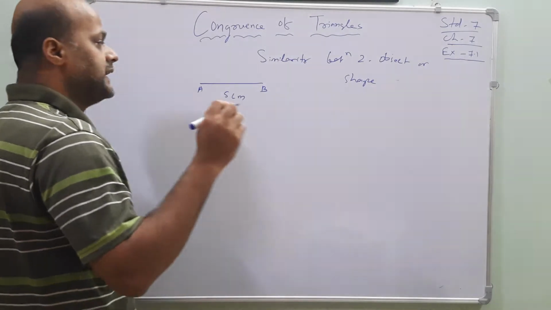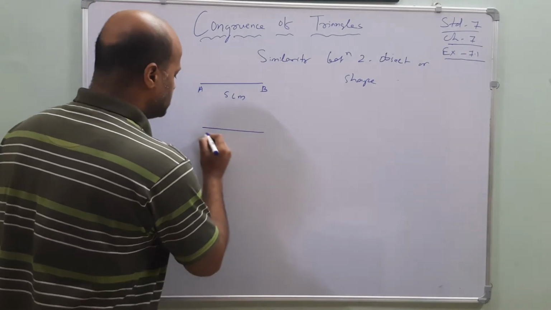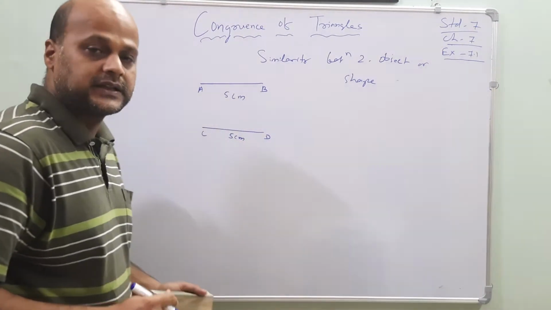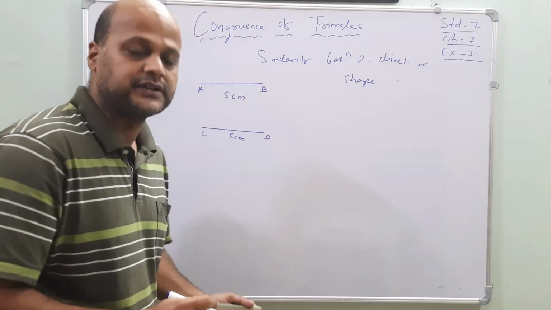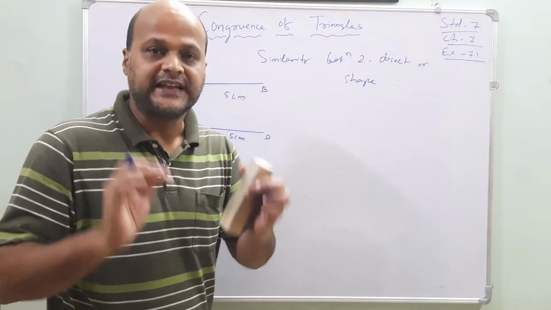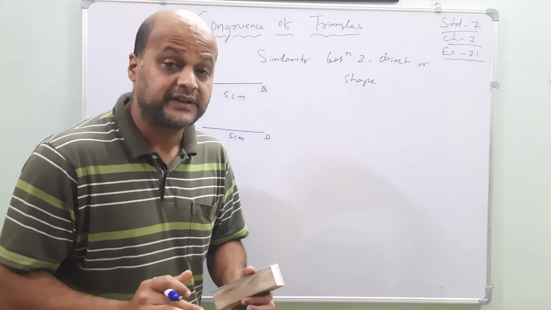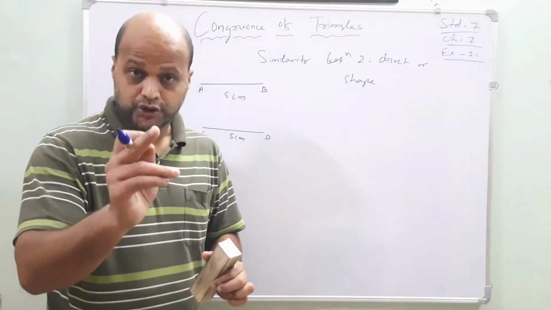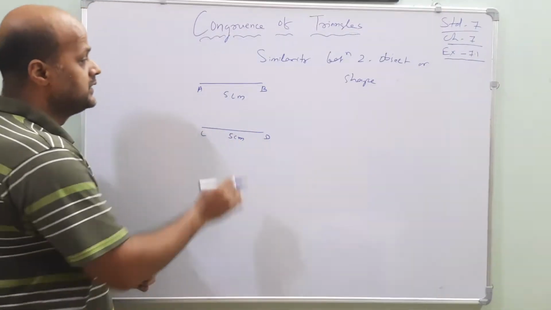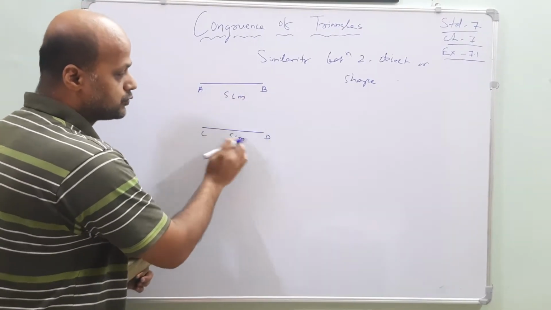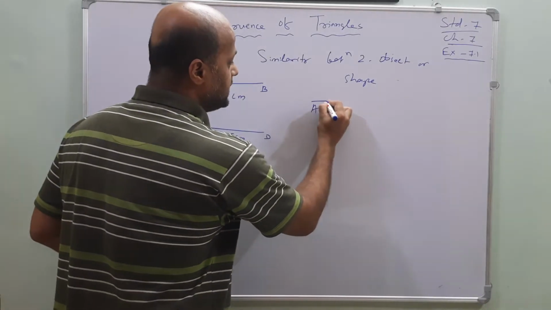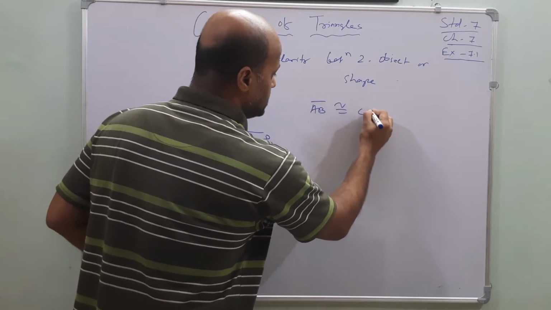Now again I will draw another line segment CD, and that line segment length is also 5 centimeter. So what is the similarity between the two line segments, or are the line segments congruent to each other? First you have to see what the similarity is. The similarity is the length; here the lengths of the two line segments are equal. That's why I will say that line segment AB is congruent to line segment CD.